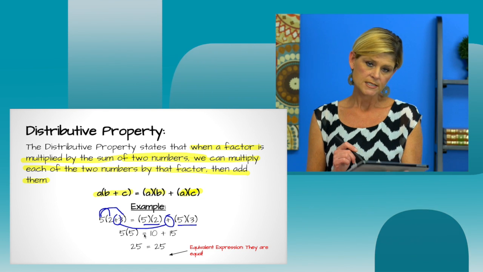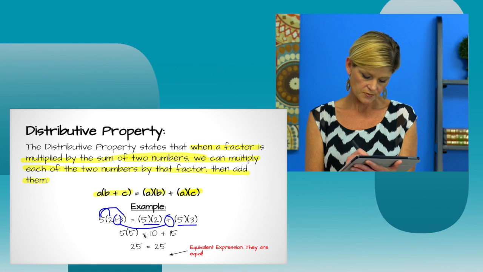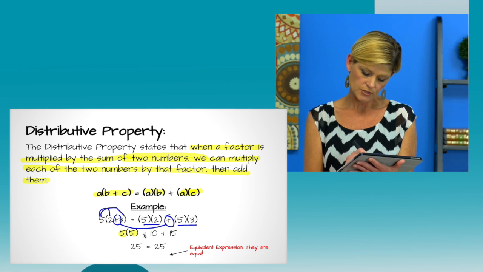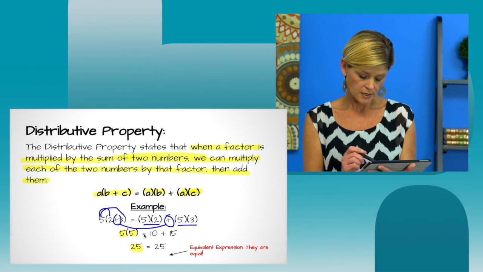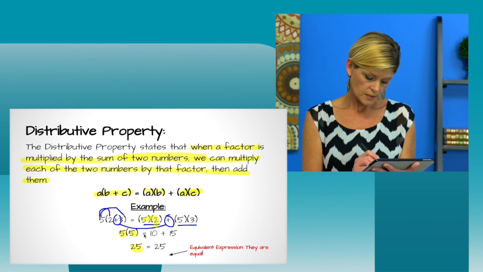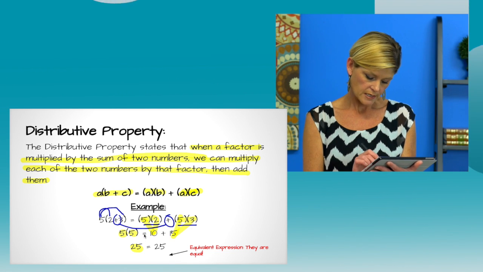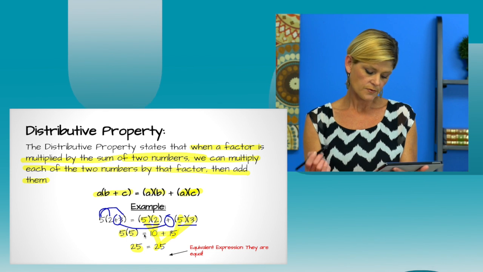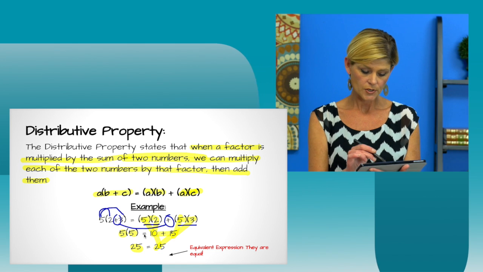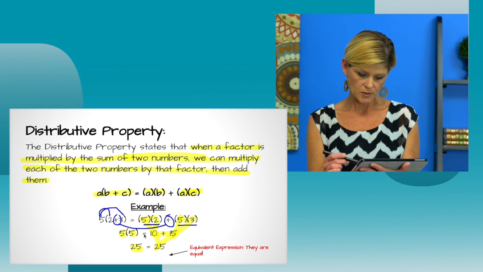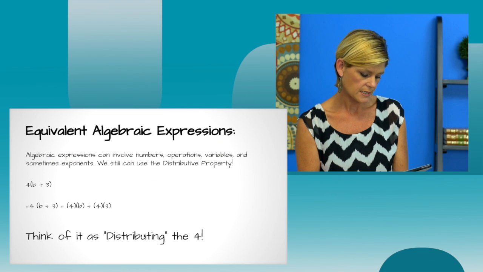So 5 times the sum of 2 plus 3: the sum of 2 plus 3 is 5, 5 times 5 is 25. Now let's see what's happening on the other side of our equal sign. 5 times 2 is 10, and 5 times 3 is 15, and if we add those two numbers, 10 plus 15 is 25, and those are equal. So 25 equals 25. And that is essentially what our distributive property is.